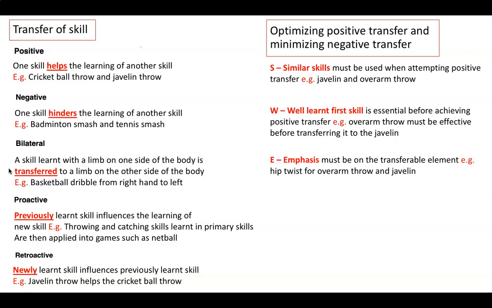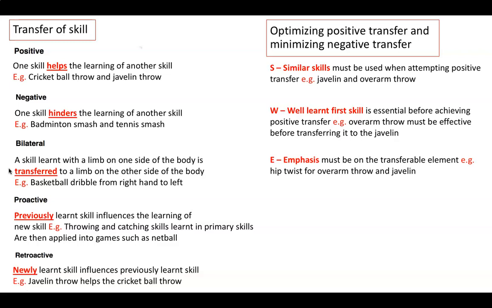The next thing that's really important to optimize positive transfer is that emphasis must be on the transferable element of the skill. For example, the hip twist for overarm throw and javelin. So you are emphasizing the transferable element, i.e. the hip twist will be exactly the same for an overarm throw as it would be for a javelin throw. What would not be the same is the hand grip. Therefore, you wouldn't concentrate on the hand grip. Otherwise, you're not going to get that positive transfer. So you must emphasize the transferable element and stay away from the non-transferable stuff, such as the hand grip, which would be different for an overarm throw and javelin throw.